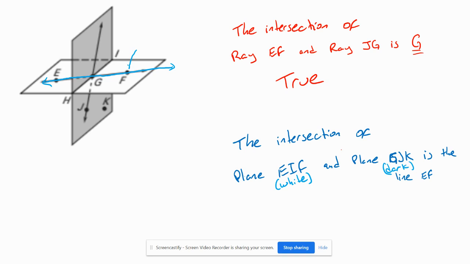Let's take a look at example point F. Point F is on the line EF. Just that point is not on my dark plane. It's only on the white plane. Remember I said in order for this to be true, that entire line EF has to be in both planes, and that's the only line that is in both planes. Every point on that line has to be in both planes. It is not true, right? Because the point F is not in the dark plane. Therefore, I'm going to call this false.